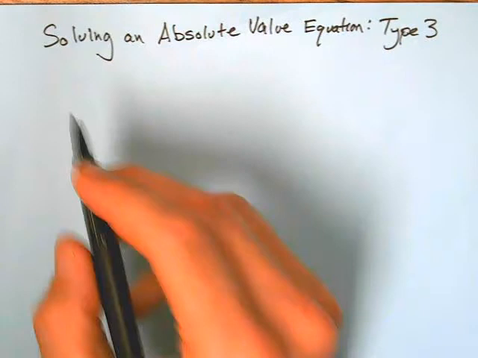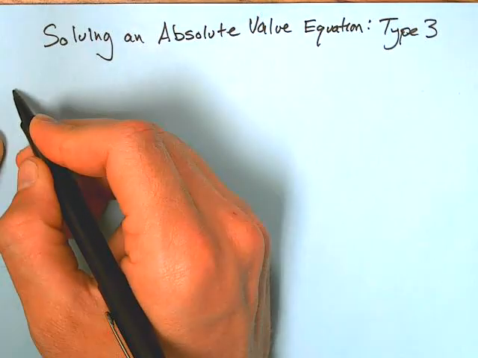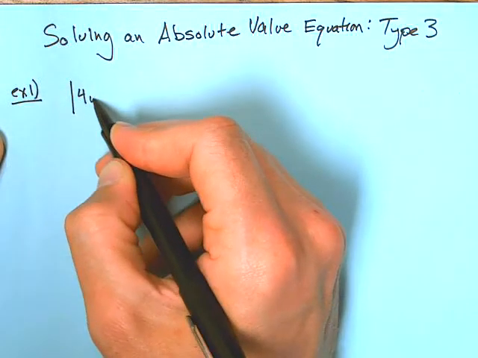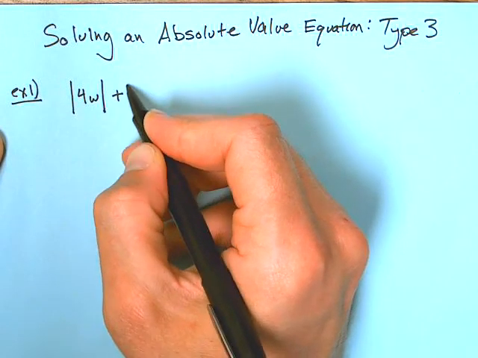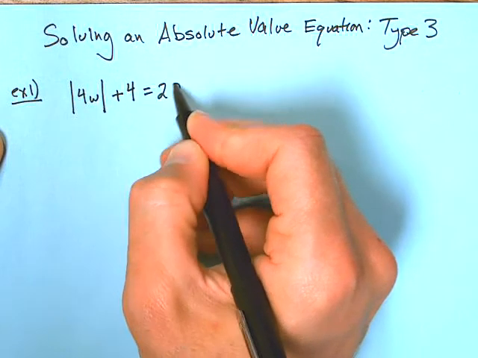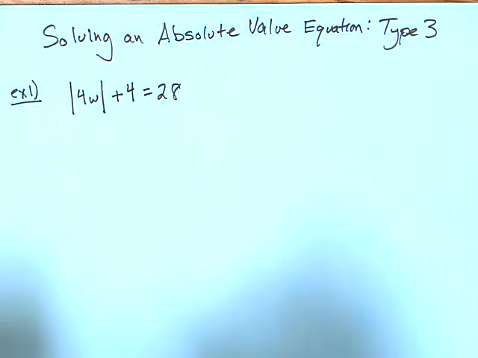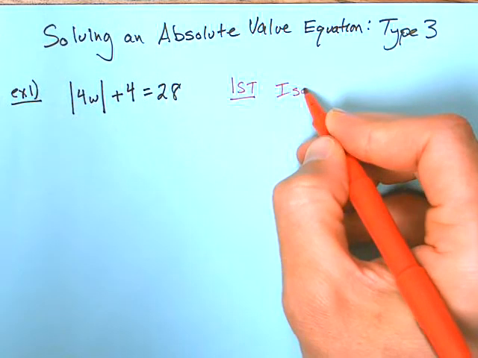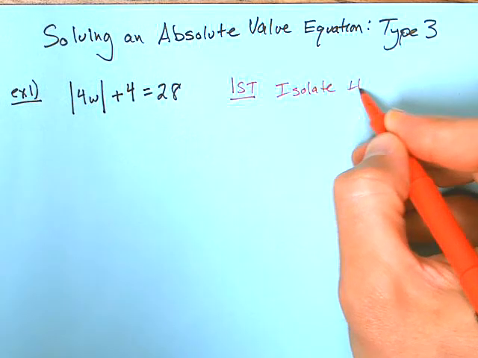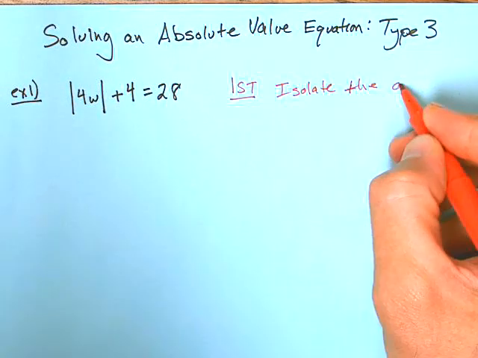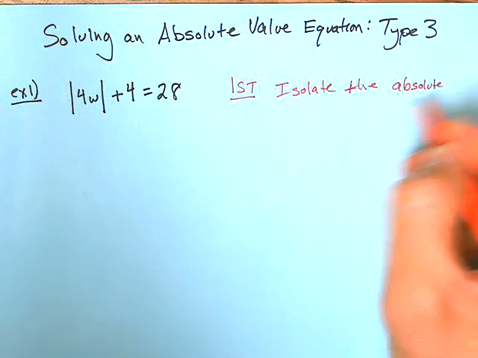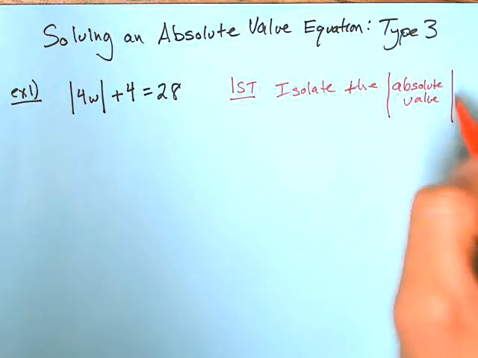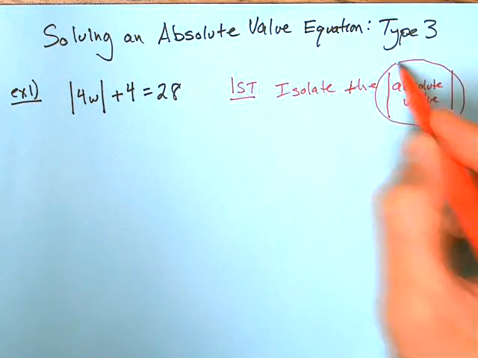So I'm going to start off with the first example being the absolute value of 4 times the variable w plus 4 equal to 28. Now, the first thing you're going to want to do when you're solving an absolute value equation is to isolate the absolute value. And so when I say isolate the absolute value, you got to find where are the absolute value bars and get that guy just by itself.